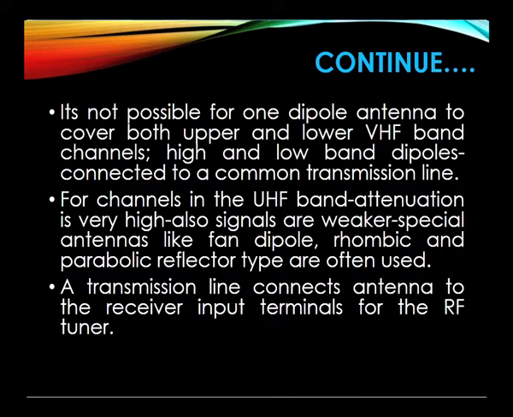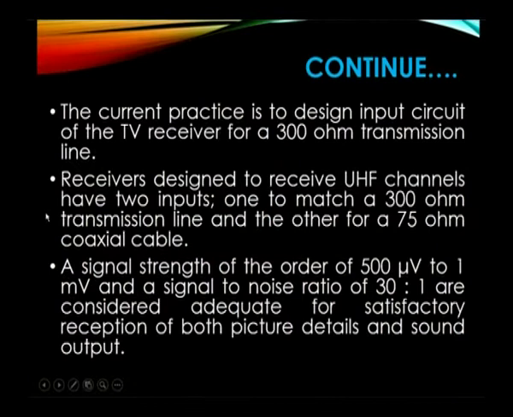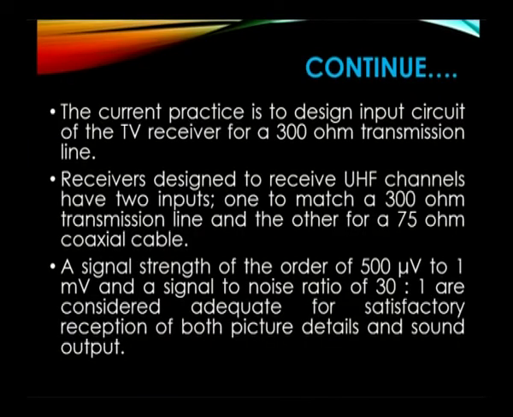The transmission line connects the antenna to the receiver input terminal for the RF tuner. The current practice is that all the transmission lines used in a TV receiver are of 300 ohms. Next, a receiver designed to receive UHF channels has two inputs, one to match a 300 ohm transmission line and the other for 75 ohm coaxial cable.